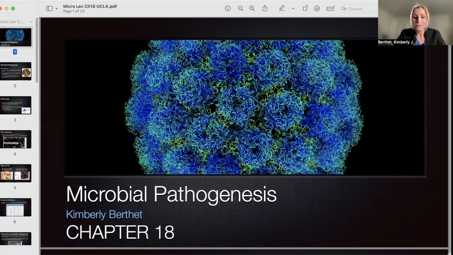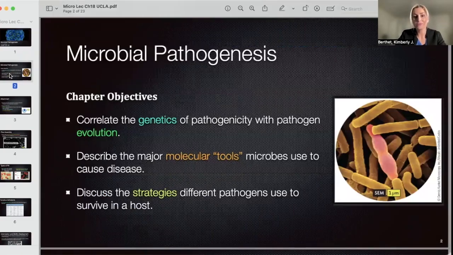So chapter 18 is microbial pathogenesis. We're going to cover a couple topics. So we're going to be looking at genetics of pathogenicity, evolution, and in particular, we're going to be looking at molecular tools that microbes use to not only cause the disease, but to also evade the immune system. So different strategies microbes can use within the host.